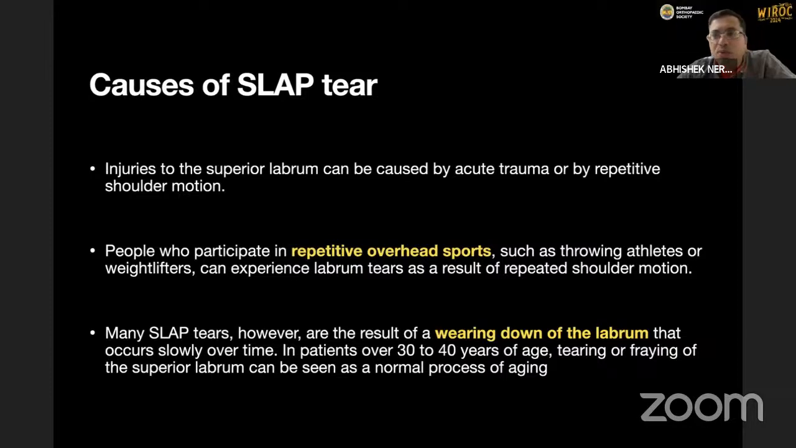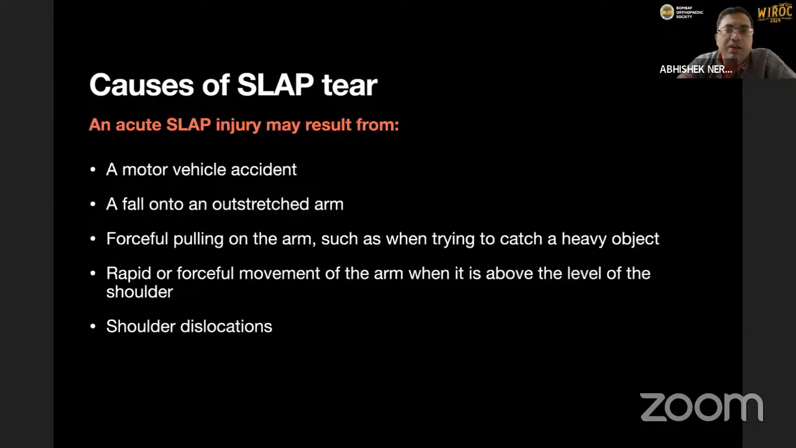Causes are two. One is acute trauma, and second, and the most common, is repetitive overhead sports, like throwing and weightlifting, and all those patients who require overhead activities with violent force can develop SLAP tears. And the other part is wearing down of the labrum that can happen slowly over time. And these are the second group of patients who would require something other than a SLAP repair. We'll discuss that in due course.